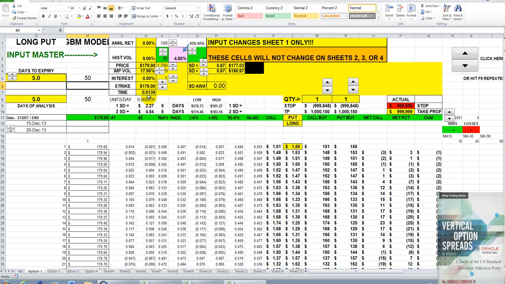Delta, for example, means the rate of change in price of an option given the change in the price of the underlying asset. So if you start out at $179, generally speaking, what will happen is if you play an at-the-money strike, your delta will be 50%, 0.50. The reason for that, quite easily, is that you've got a 50-50 chance of going up or down.